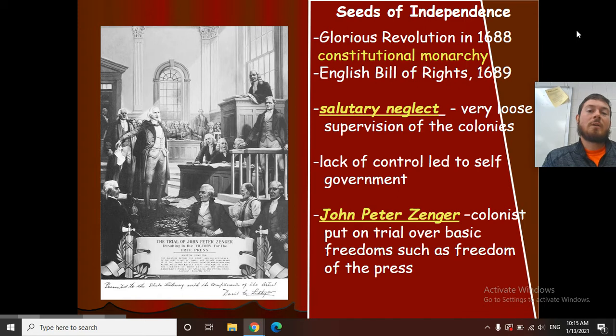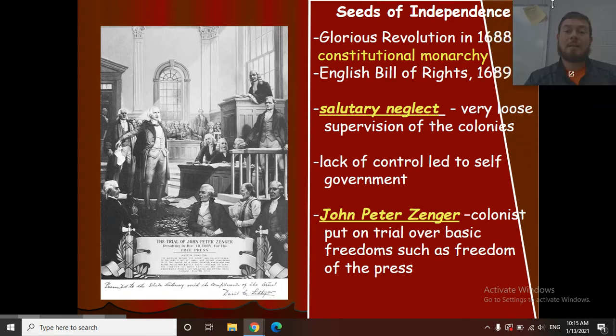And then when England did try to tighten up, it made it problematic, because colonies didn't want to be governed by somebody else when they'd already established their own government. You have John Peter Zenger, a colonist put on trial over basic freedoms such as freedom of the press, because he wrote some things about England that England did not like.